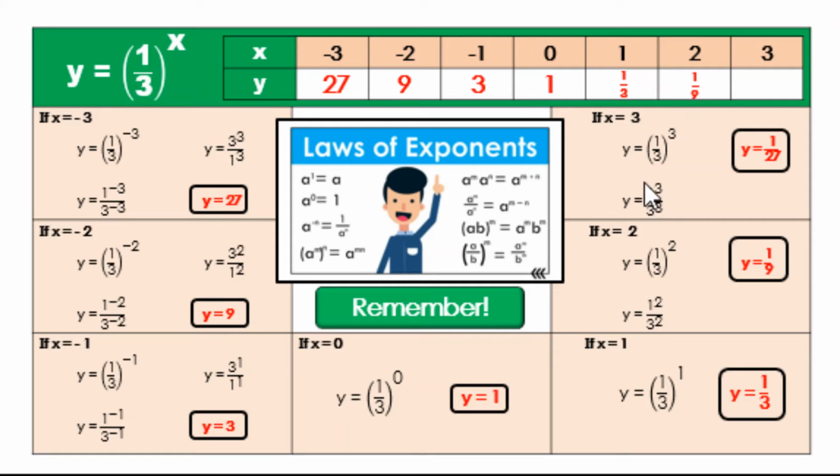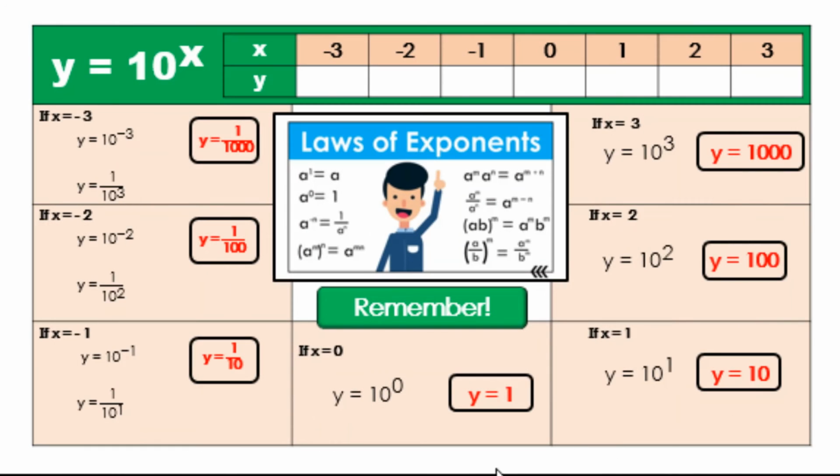And the last one, if x is equal to 3, by substitution, we have 1/3 raised to 3. So we have 1 cubed over 3 cubed. Expand, so 1 cubed is 1 and 3 cubed is 27. So therefore, when x is 3, your y is 1 over 27.